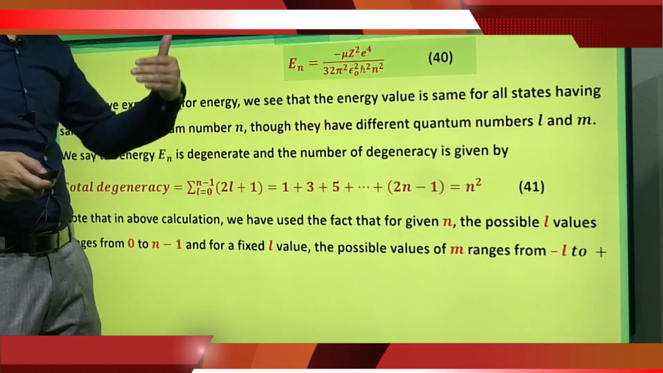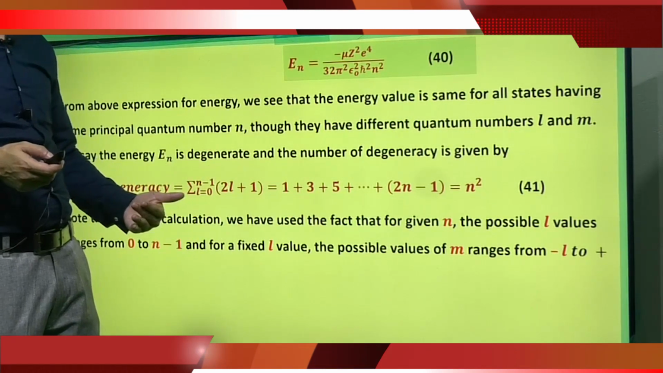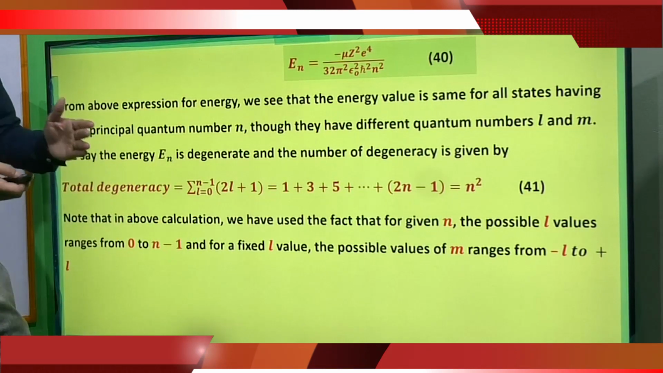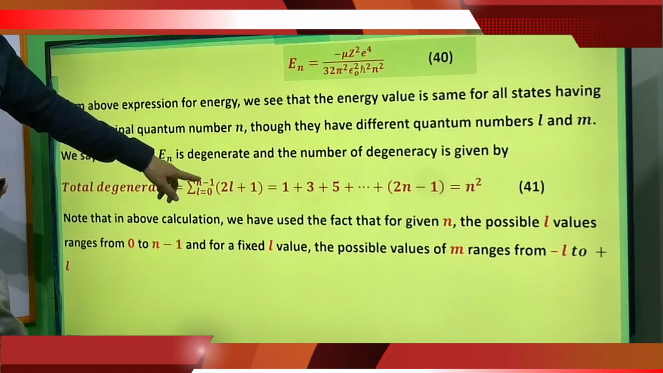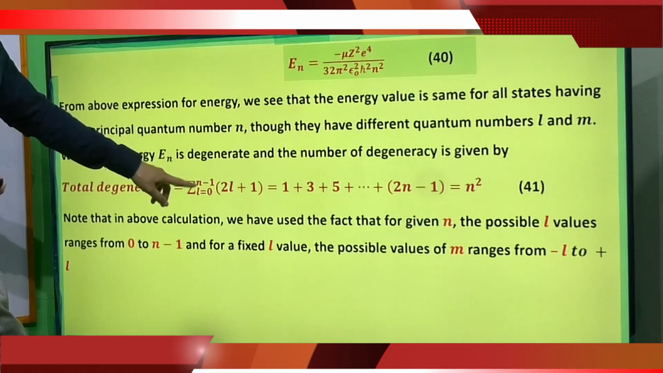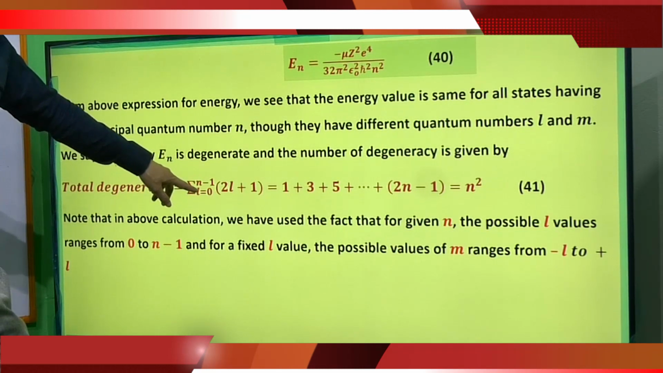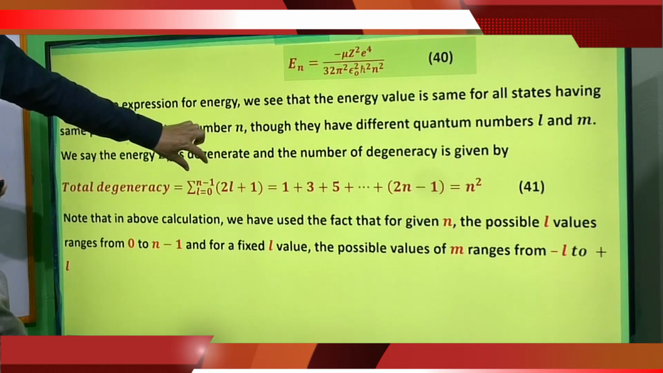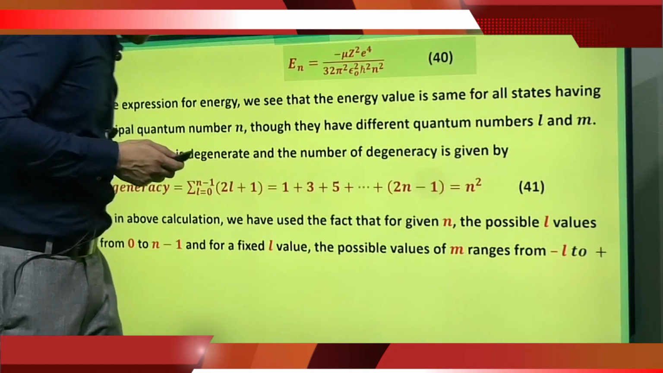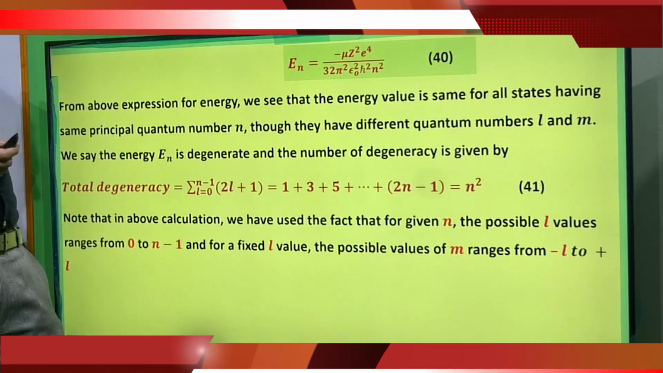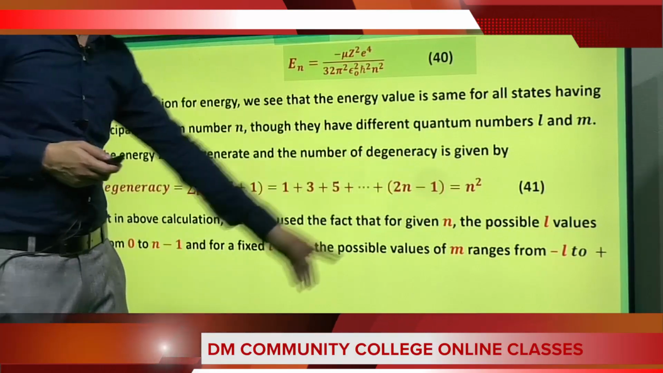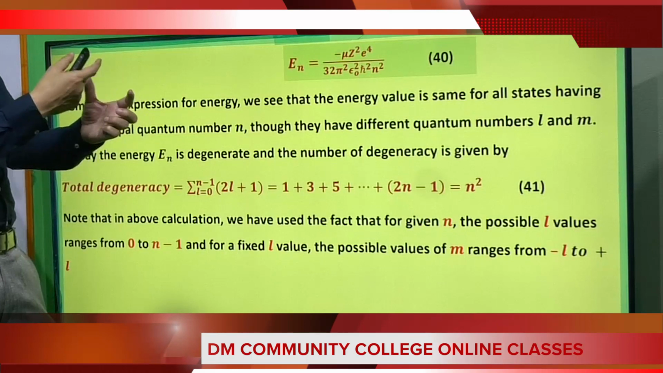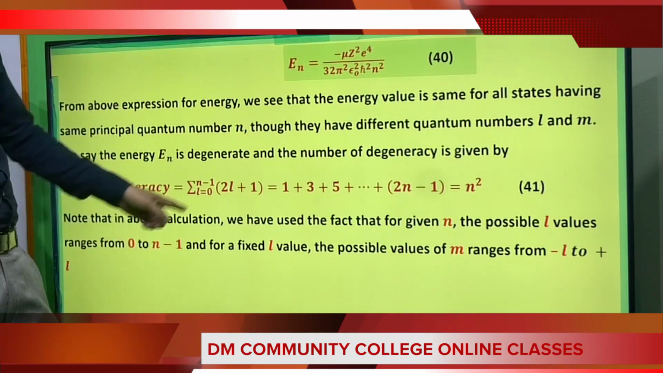So that means it comes to twice L plus 1. L values are possible from L equal to 0 to n minus 1. The principal value L ranges from 0, 1, 2, 3 up to n minus 1, and for a fixed value of L, M can range from minus L to L. That means the total number, by mathematics, is twice L plus 1.